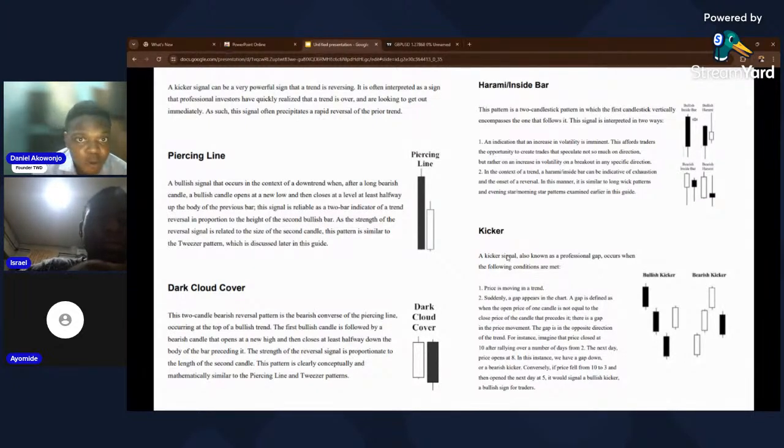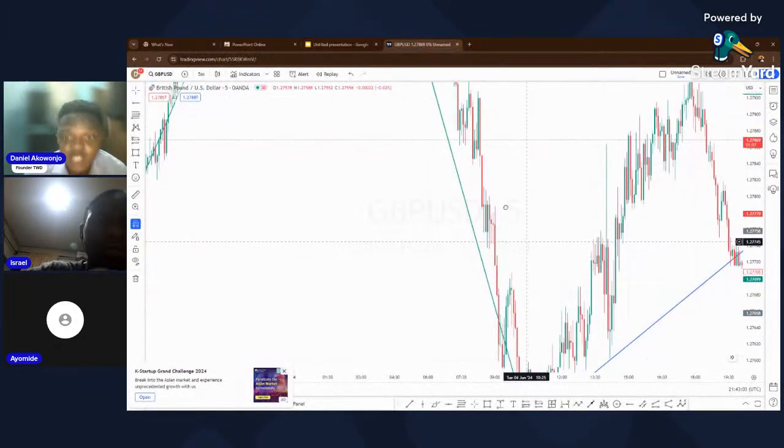A kicker can be a very powerful sign that a trend is reversing. It is often interpreted as a sign that professional investors have quickly realized that a trend is over and are looking to get out immediately. As such, this signal often precipitates a rapid reversal of the prior trend. So what does this mean?